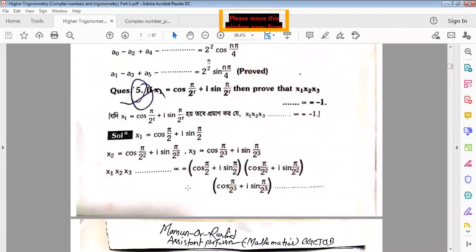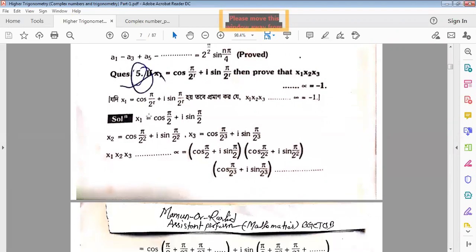Now example 5. If x equals to cos pi divided by twice 2 to the power r plus i sin pi divided by 2 to the power r, then prove that x1 x2 x3 dot dot infinity equals to minus 1. We have to prove this: infinite terms multiplication equals to minus 1.